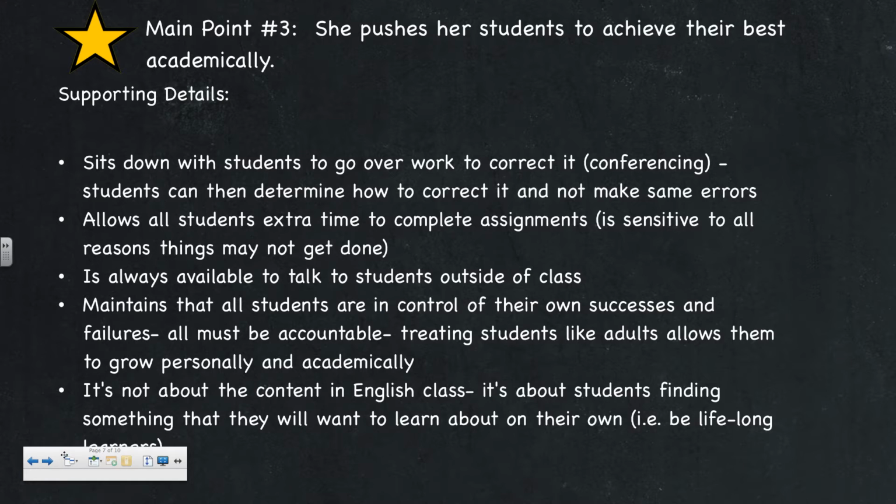Now let's look at main point number 3. This is my strongest argument, and you can see that there's a lot written here. Main point number 3 is that she pushes her students to achieve their best academically. How are my supporting details going to support that main point? Well, she sits down with her students to go over their work, to correct it. She conferences with them. Students can then determine how to correct it and not make the same errors.